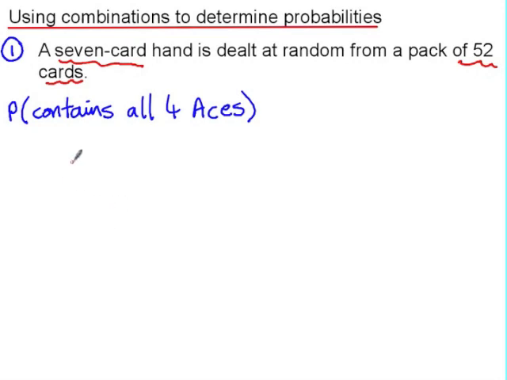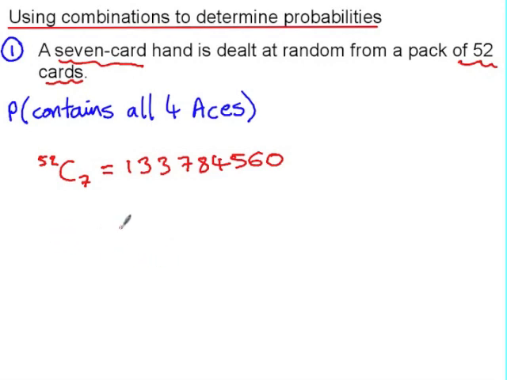We first need to determine the total number of possible 7-card hands. From that pack of 52, we're choosing 7 cards. And so if you check on your calculator, this is 133,784,560 different 7-card hands. Now, how many of those contain all 4 aces?